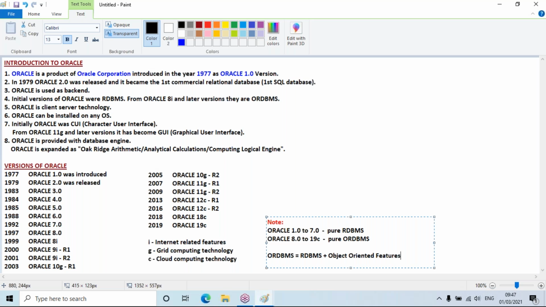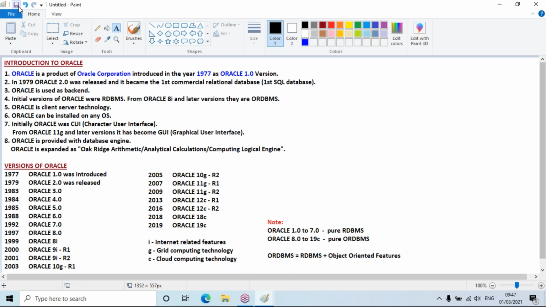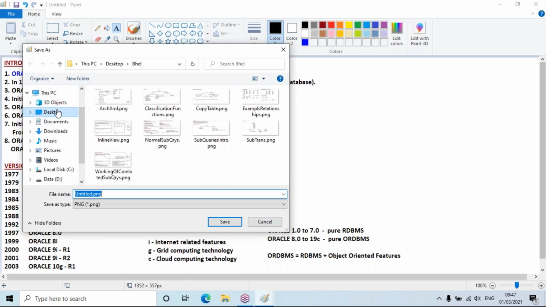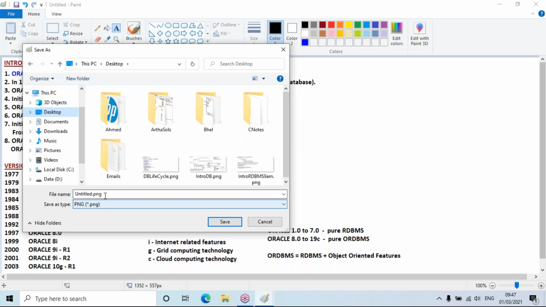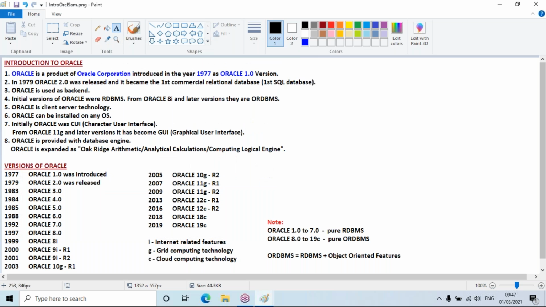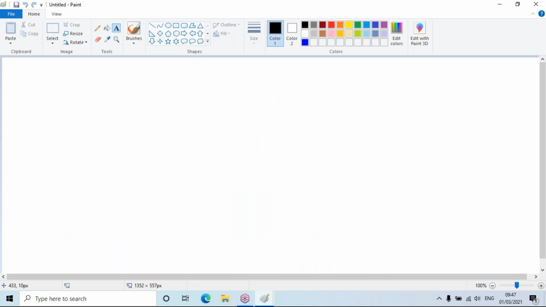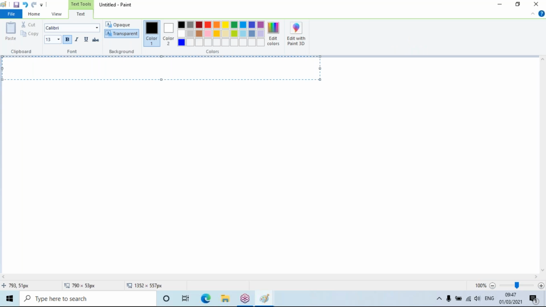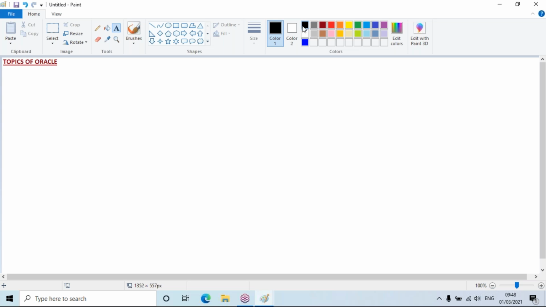And one more interesting thing, connecting with another part. So first I'll make a list of topics that are introduced in Oracle, that are made available for Oracle. Okay, let me save this file. Intro ORC. Now we are going to learn topics of Oracle. What are the different topics that are made for us to use in Oracle? Here I make a list now.